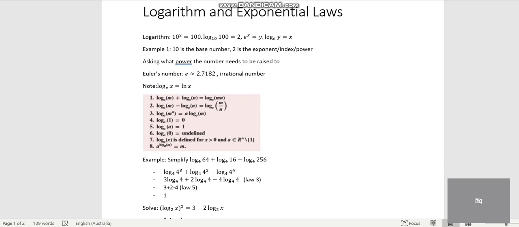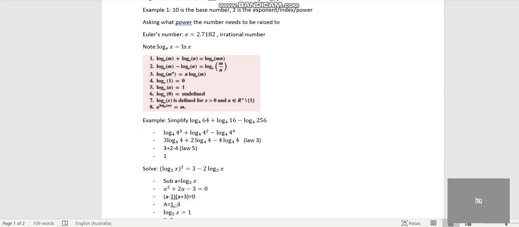So first of all, you realize that 64 is 4 raised to 3, 16 is 4 raised to 2, and 256 is 4 raised to 4. So you can use law 3, raise the power out and take it as a coefficient, and use law 5 to realize that log 4 of 4 is 1, so 3 times 1 plus 2 times 1 minus 4 times 1, 3 plus 2 minus 4, and that gets you 1, and that's your answer.